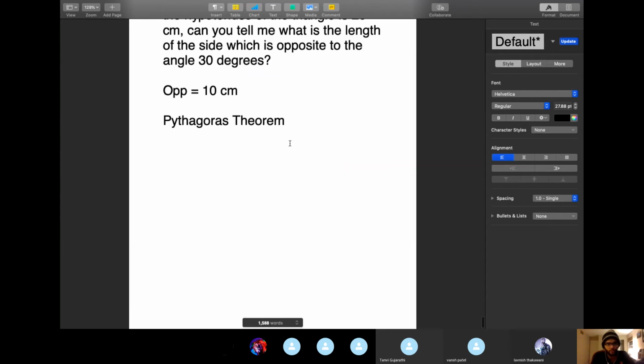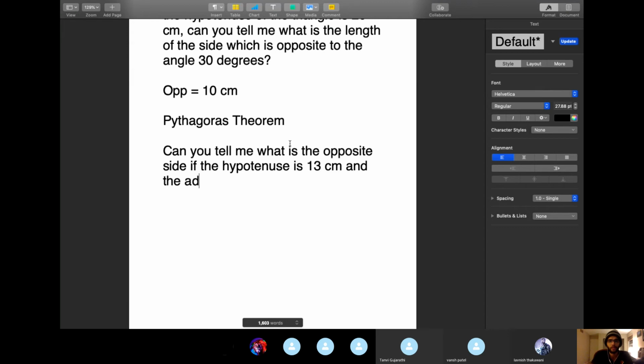But just to check if you are quite comfortable with the Pythagoras theorem, can you tell me what the opposite side is if the hypotenuse is 13 centimeters and the adjacent side is 12 centimeters? I want you to use the Pythagoras theorem and tell me what the opposite side is. You can type the answer if you get it. Remember that the opposite side squared plus the adjacent side squared gives you the hypotenuse side squared.